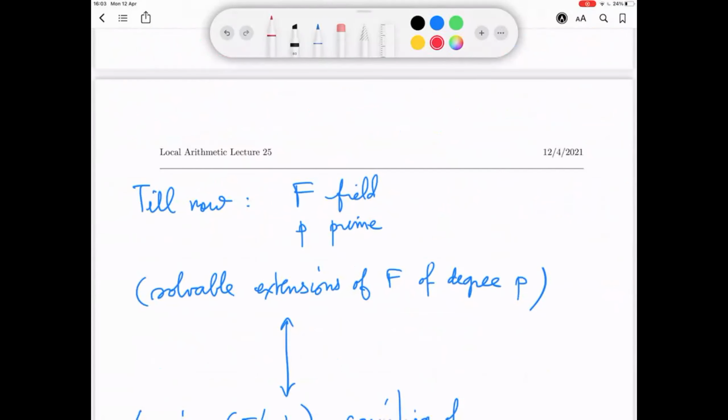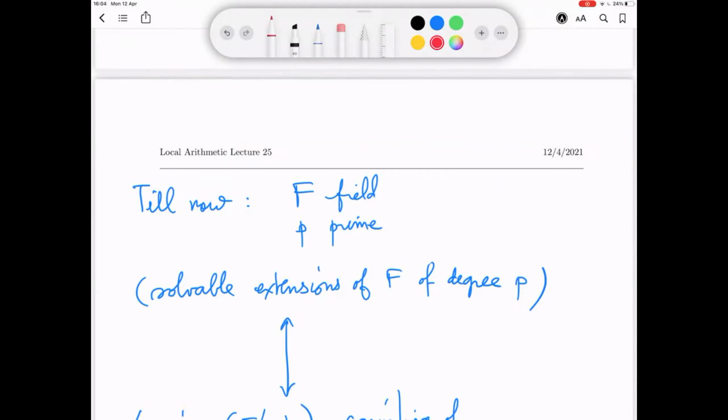Okay, so I'm now passing to a slightly different thing. So I'll wait for a few minutes to see if there are any questions. No questions? Okay, so let's continue.